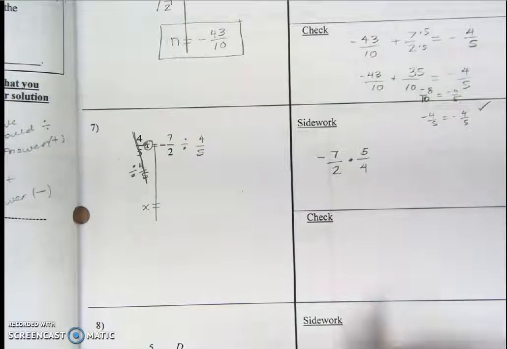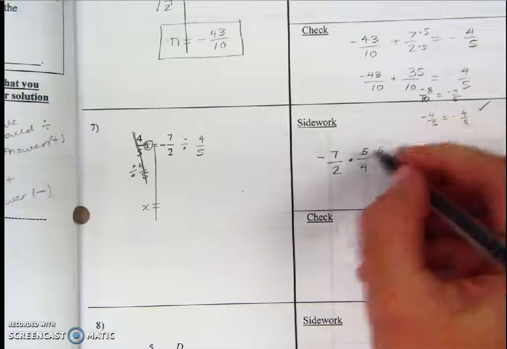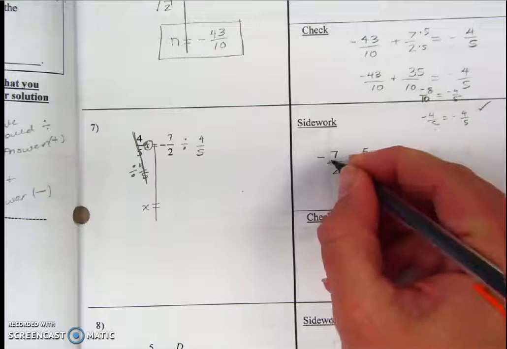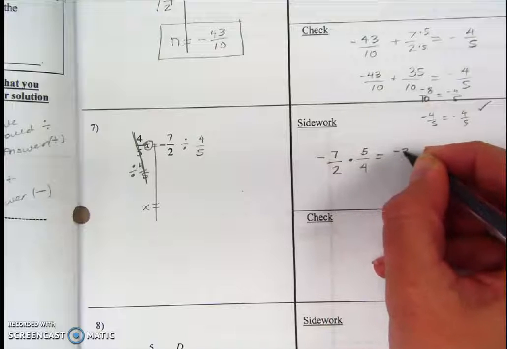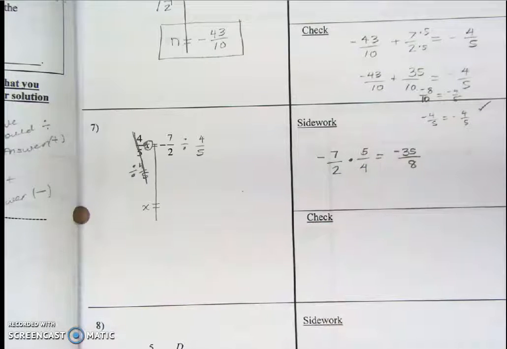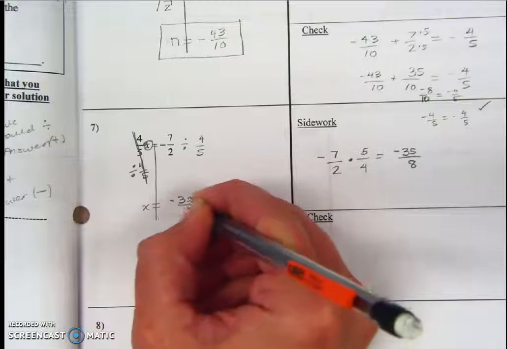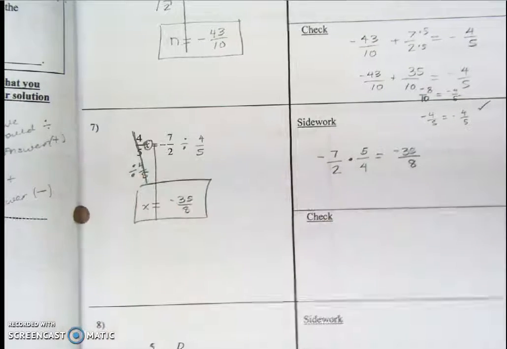Now, because it's multiplying, I check to see if there's any cross-canceling that could occur. Here there's not, so we're just going to multiply straight across. Negative 7 times 5 is negative 35. 2 times 4 is 8. I can't reduce that at all, so that's just going to be my answer. Negative 35 over 8. Now we check.